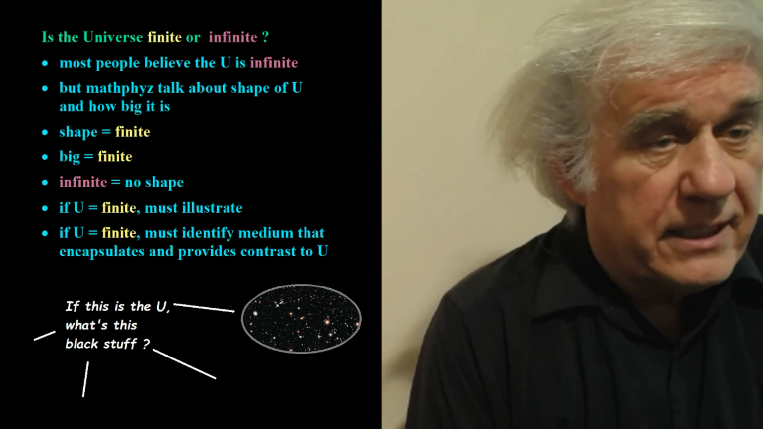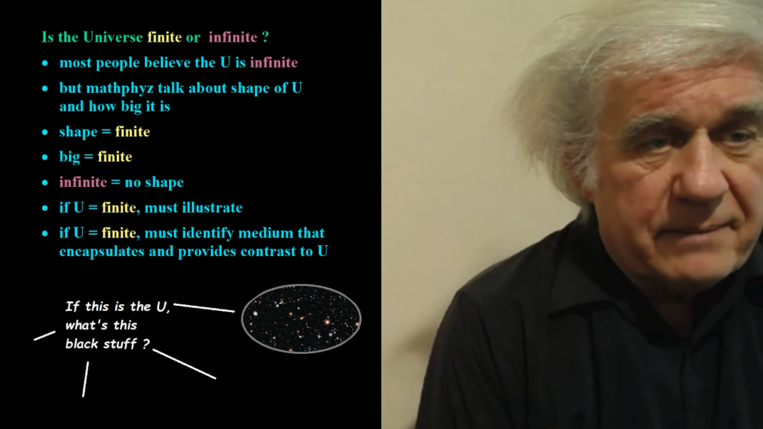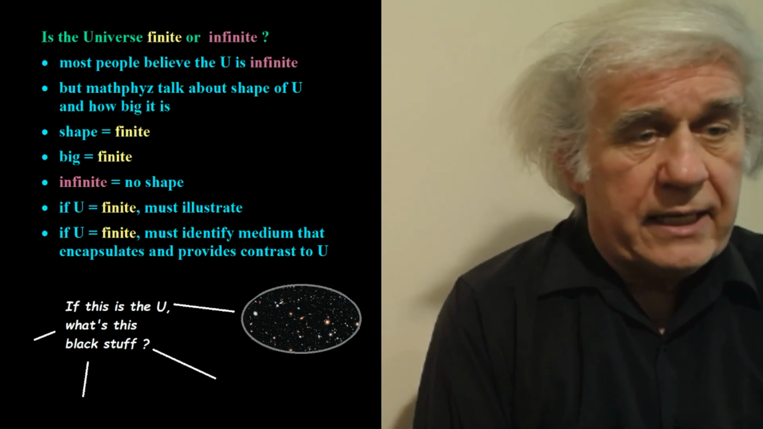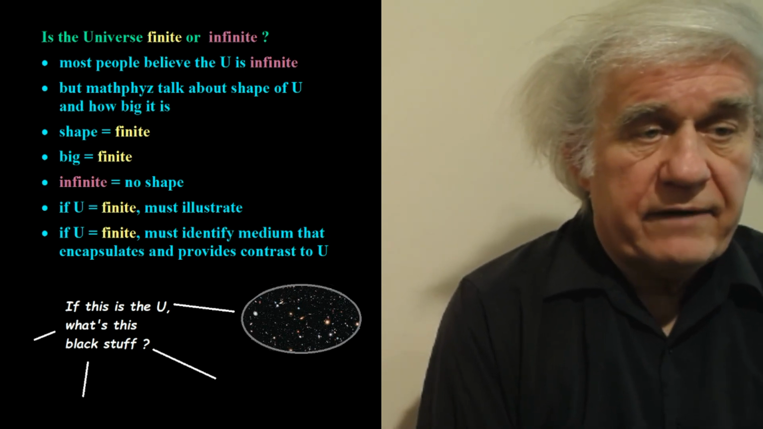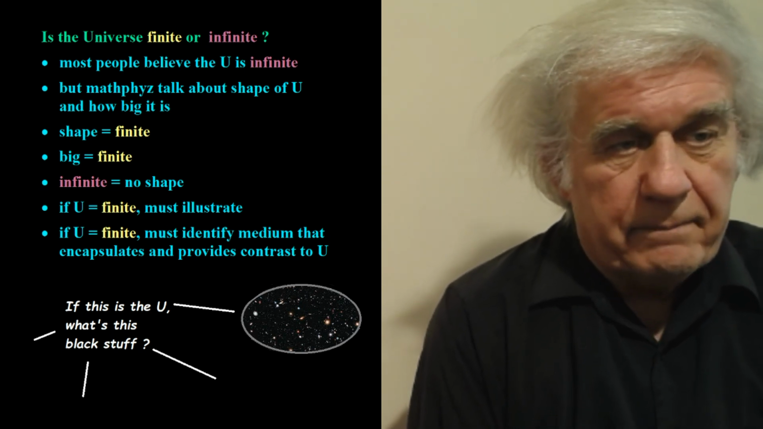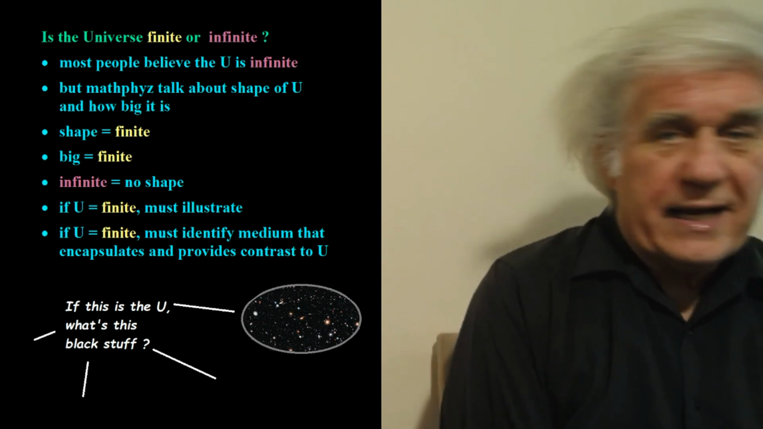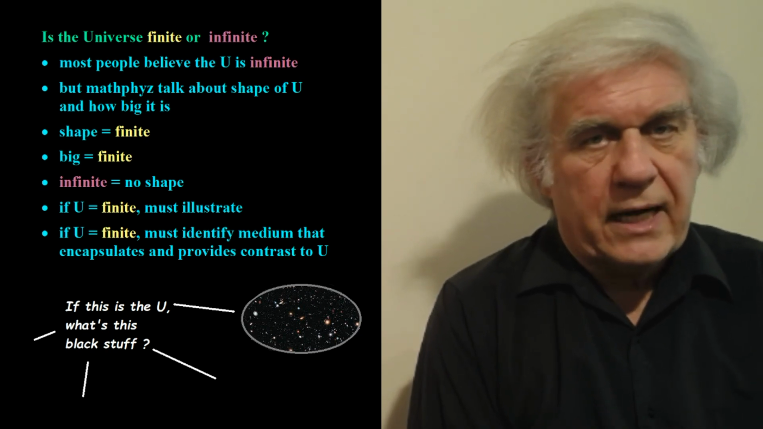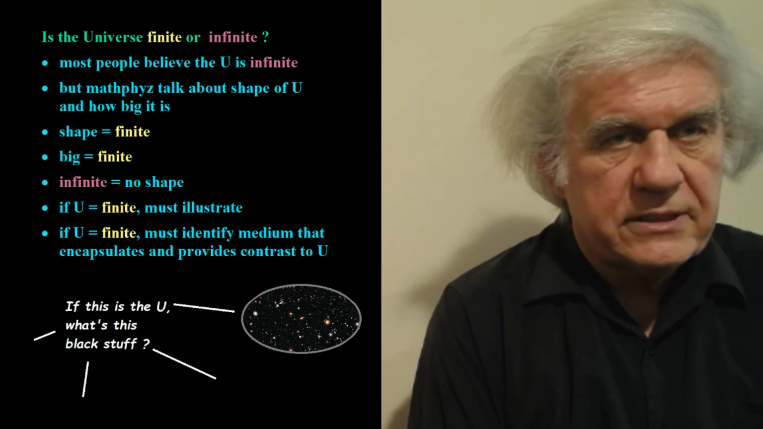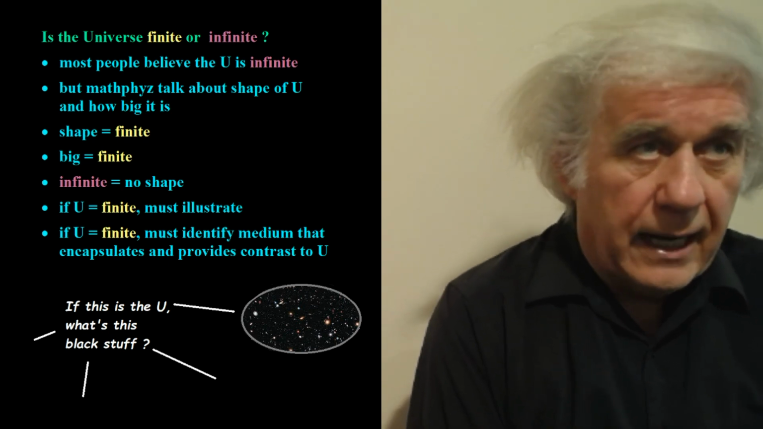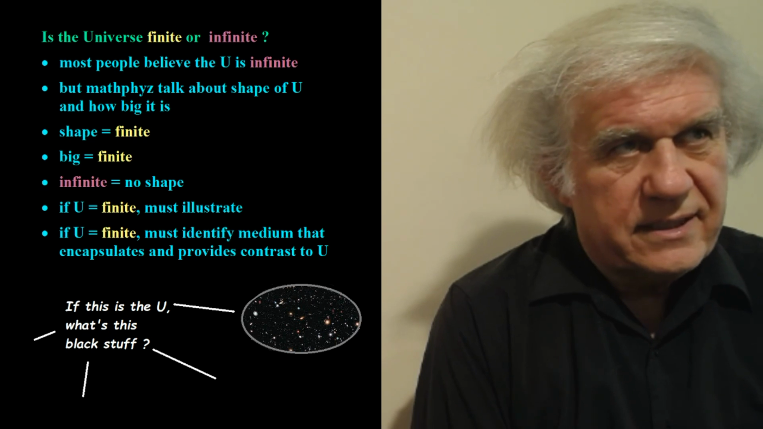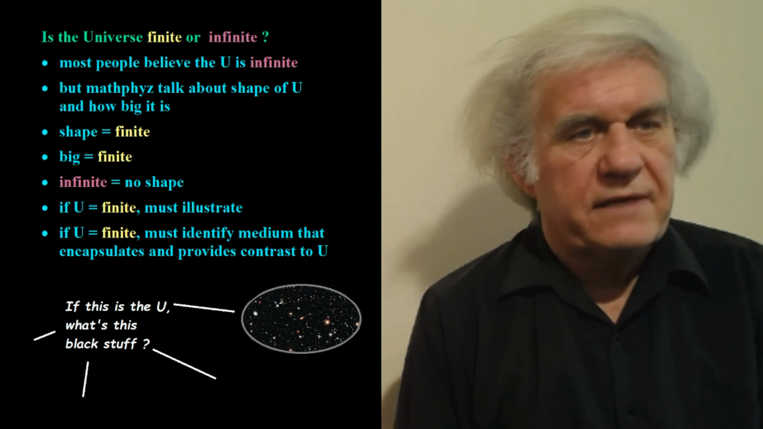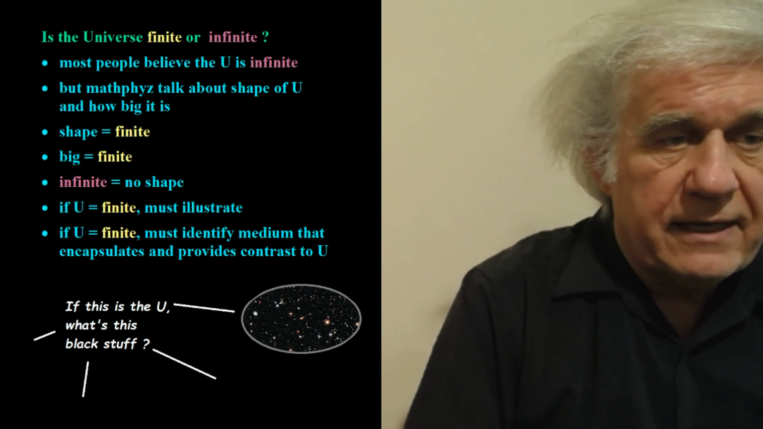Okay, but mathematical physicists talk about the shape of the universe and how big it is. Well, if it's got shape, it's finite, and if it's big, it's finite also. But if it's infinite, then it cannot have shape. You cannot talk about the shape of something that is infinite. In fact, it's a contradiction in terms, because an object is that which is finite. And so you're saying it's an infinite finite. That's what you're saying when you're saying that an object is infinite. Anyways, infinite means no shape.